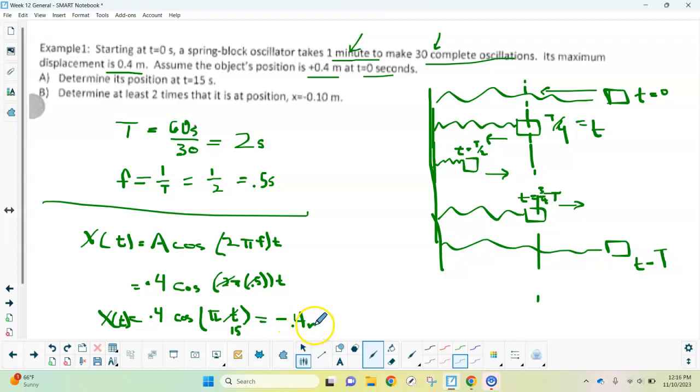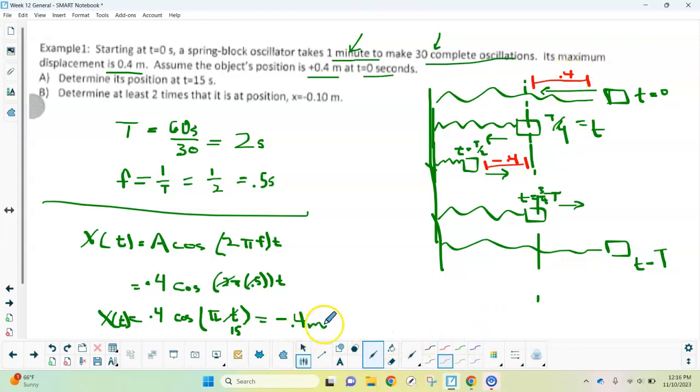So what does that mean if it's negative 0.4? It means it's over here at this position. It's at the negative amplitude. So this is like a negative 0.4 when it's compressed the maximum distance. It was a positive 0.4 when it was stretched to the maximum distance.